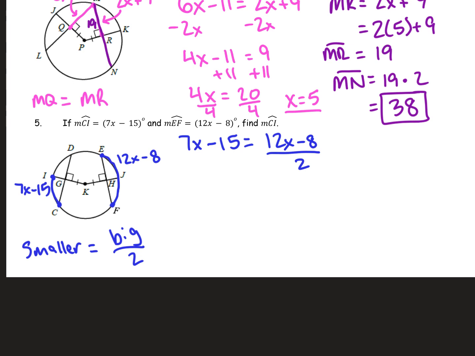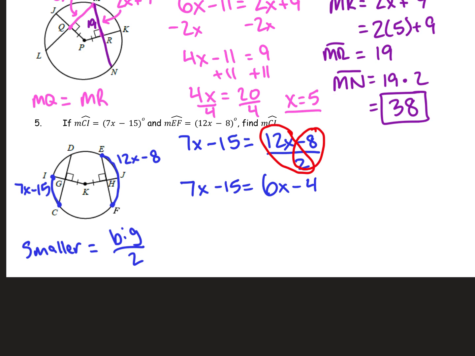The neat thing about this is that 12 and 8 are both divisible by 2. So check this out. 7x minus 15 equals, here's a question for you. What's 12 divided by 2? Anyone? What's 12 divided by 2? Isaac? What's 12 divided by 2? Exactly. 6x. And then be careful with this one. This is a negative 8 divided by 2. What's negative 8 divided by 2? Negative 4. So we get an equation that is exactly like what we need.